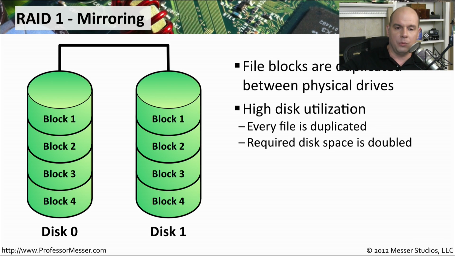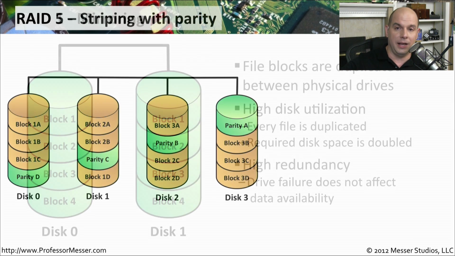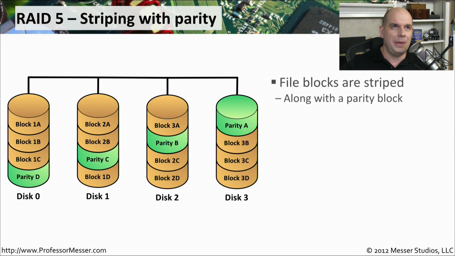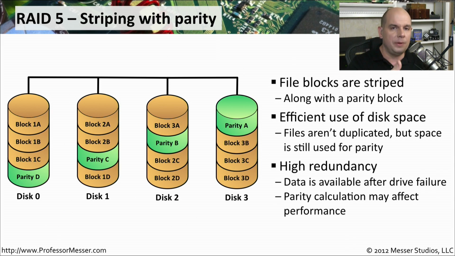RAID 1 is mirroring, where we are literally duplicating the data across both drives. So there's no parity here. It's exact duplicates. We're not striping because we're putting exactly the same information on both drives. I did say RAID 5, striping with parity. There's the answer to what we were doing, where you are putting a little bit of data on every drive, and on the last drive, we're putting some parity data. So that is the RAID 5 configuration.